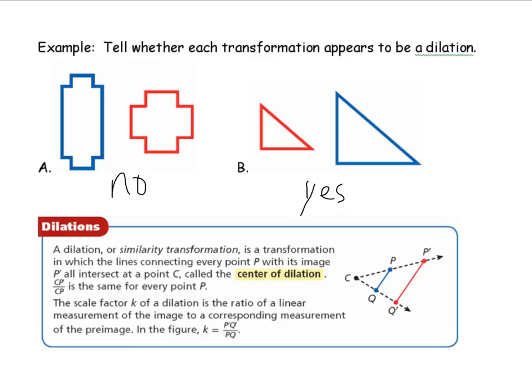Now, we've talked about scale factor before, and we're going to use the letter K to represent our scale factor. The scale factor of any dilation is the ratio of the linear measurement of the image to a corresponding measurement of the pre-image. So if we're looking at this figure, if I compare the length of P prime Q prime to the length of segment PQ, that's going to be my scale factor. So our scale factor here would be P prime Q prime divided by PQ.